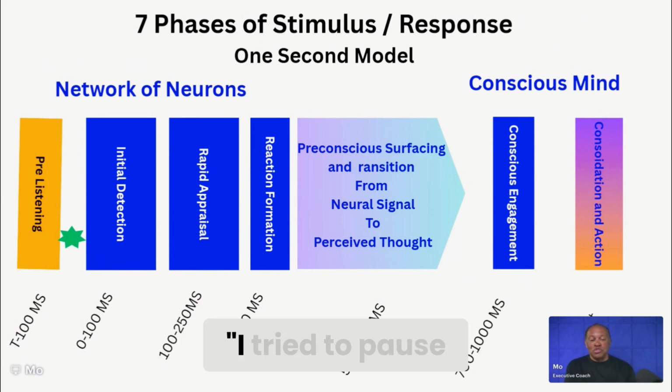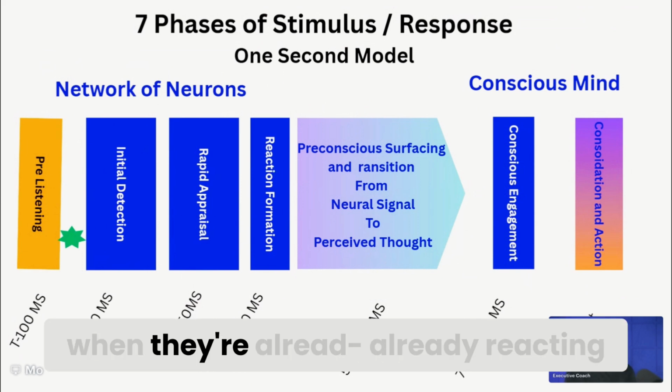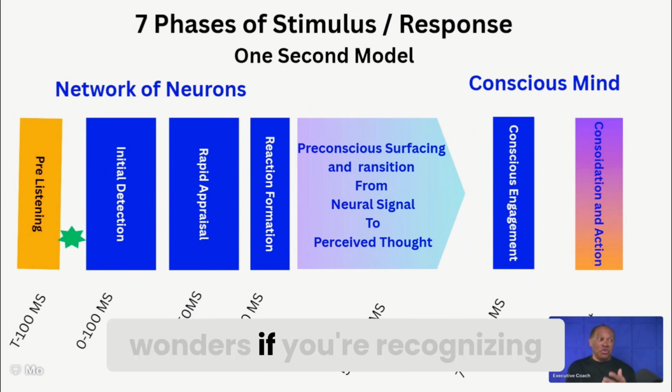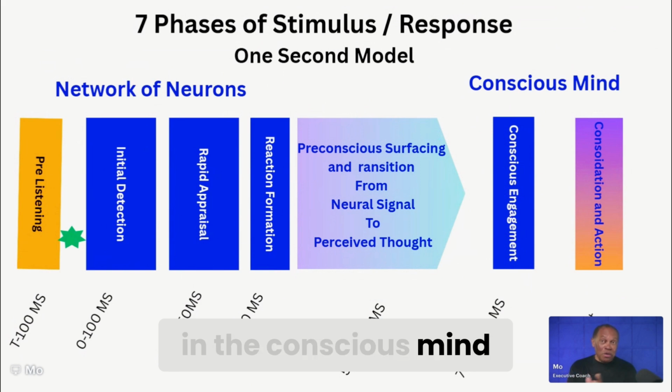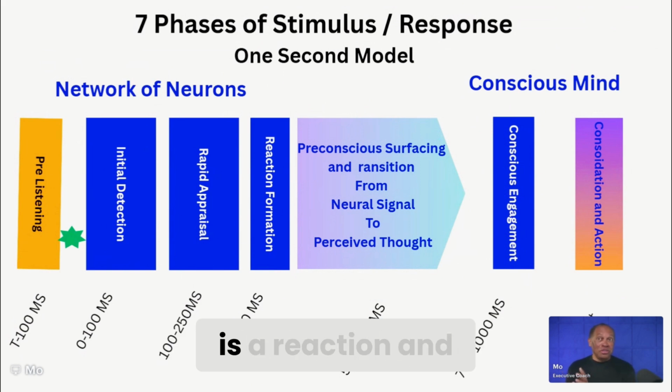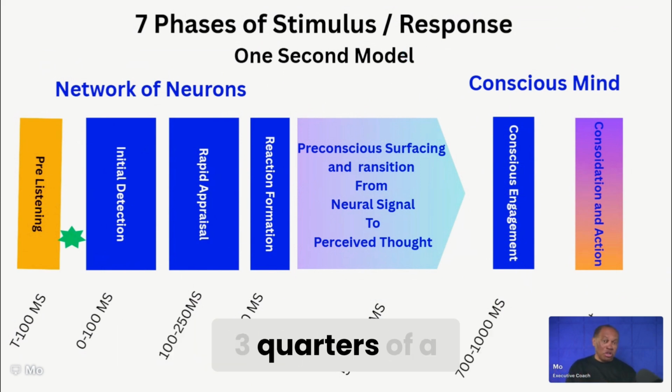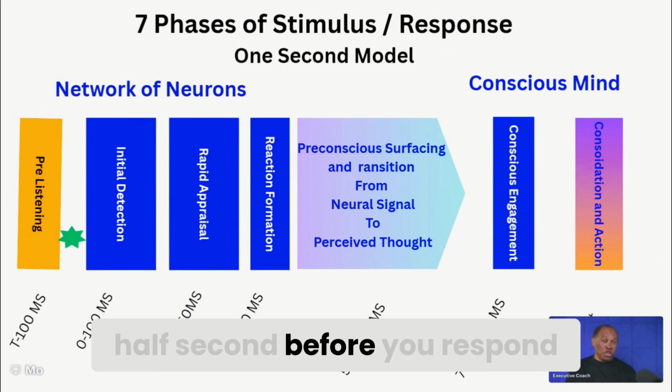People say, I tried to pause, but I can't. Yeah, they try to pause when they're already reacting. If you can redirect the reacting, then you can pause. And again, we condition it in, because what's a quarter of a second is not going to hurt you. But it can work wonders if you're recognizing in the conscious mind that what's coming across is a reaction and has nothing to do with what I'm dealing with right now. You're going from a reaction time that happens at a half second to maybe going to 3/4 of a second instead of a half second before you respond.